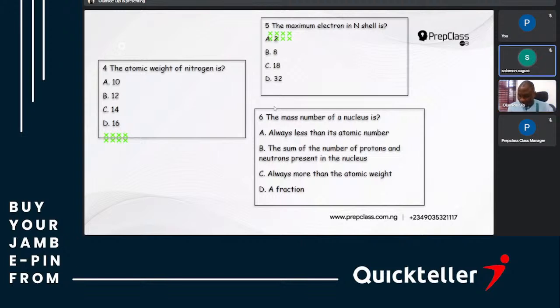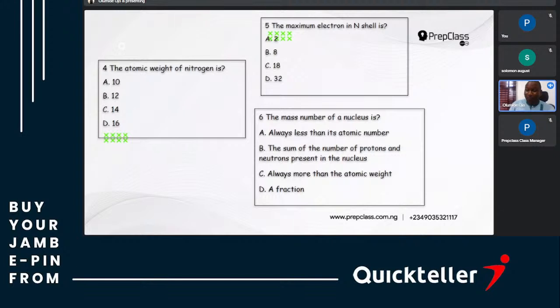So question number 6. The mass number of nucleus is... Now, when the atom was discovered, they discovered that the shell of the atom has the electron, and the electron is what? Negative charge. While the nucleus is in the center of the shell, very small but massive, and has both neutron and proton. The neutron has no charge, the proton has a positive charge.